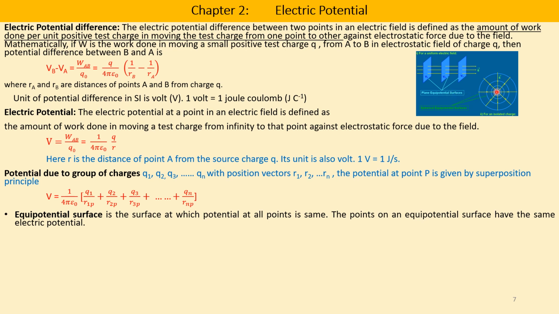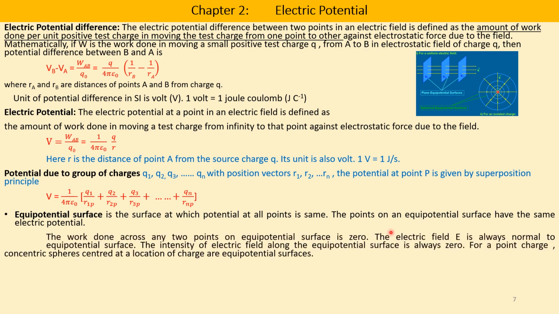Similarly, in figure B, there is a point charge Q at the center. The field lines are emanating directly in the radial direction, and the potential surface is a concentric surface. Hence, equipotential surface is a surface at which the potential at all points is the same. The points on an equipotential surface have the same potential.